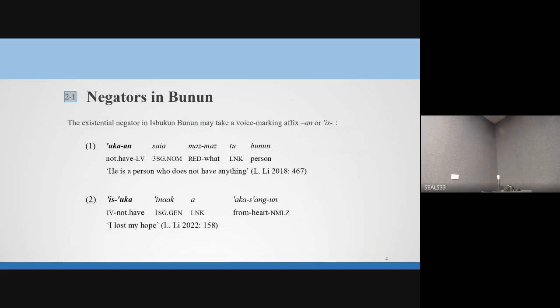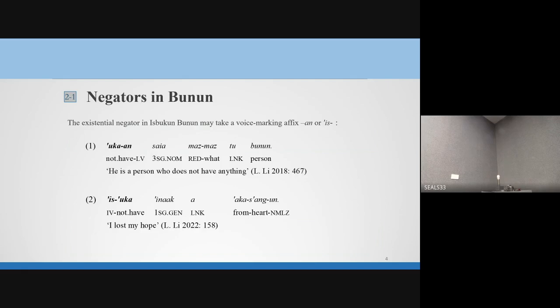I should say at the very beginning, negators are verbal rather than nominal. My general understanding is negators in all Formosan languages are verbal rather than nominal. But the main problem is whether they are main verbs or auxiliary verbs or something else. That's the problem.